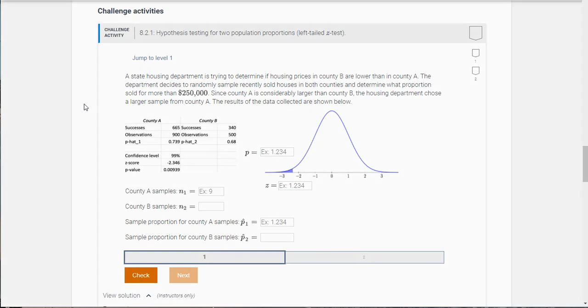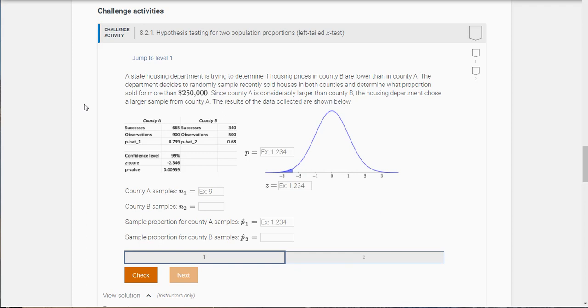Hi class, what I want to do in this video here is walk you through a challenge activity in module 8.2, and this has to deal with hypothesis test for the difference between two population proportions. There's a number of challenge activities in this section, and I'm only going to do one here, and it'll help you solve the rest of them because they all pretty much follow the same. So hopefully after watching this, you'll be able to tackle all the challenge activities in this module.